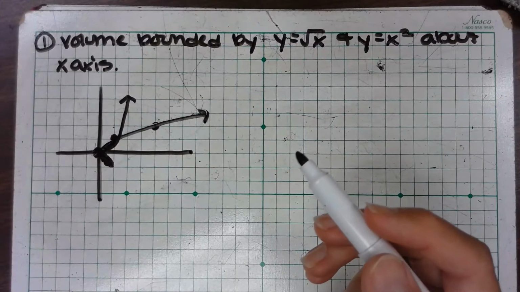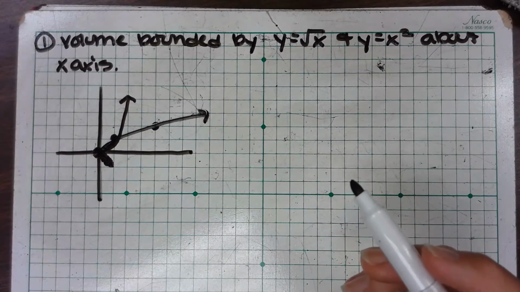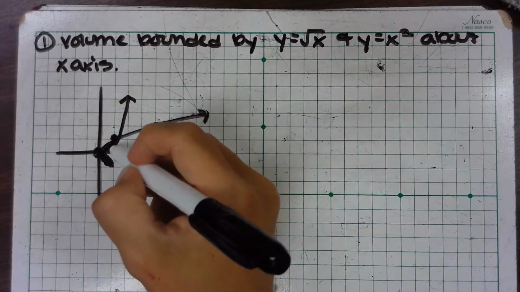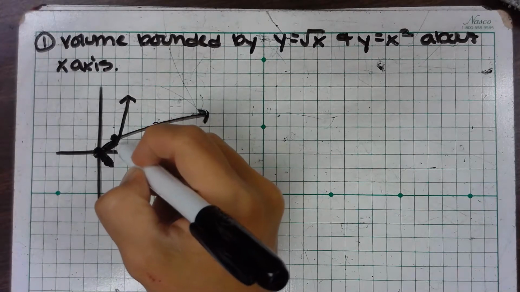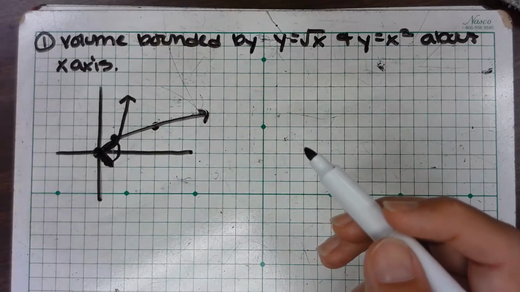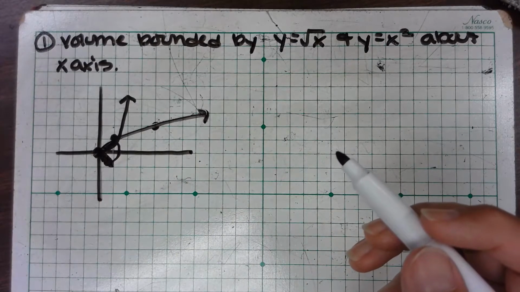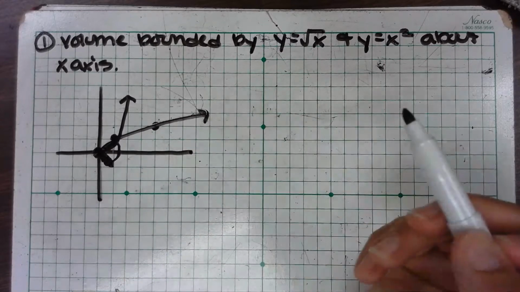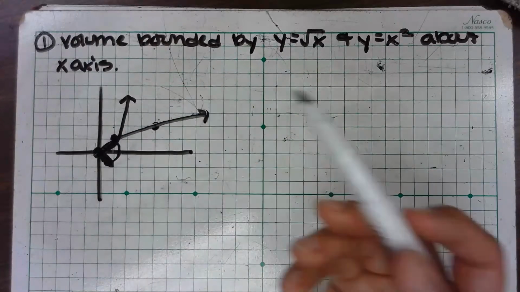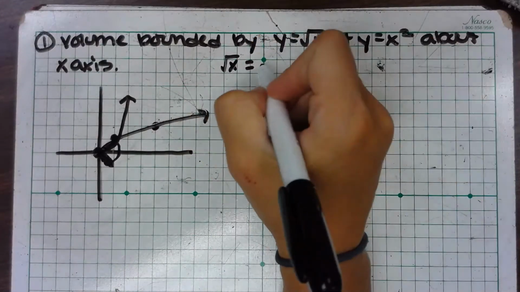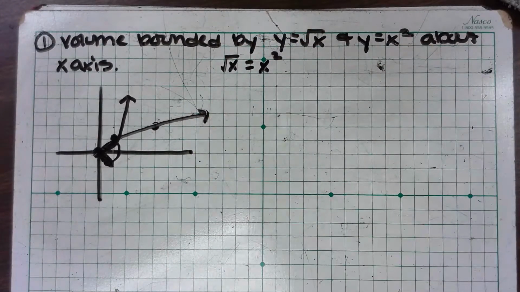All right, so we're rotating it this way, right here. Now we want that volume right there, and we know that this is going to be a washer because there's this hole that's going on right here that we've got to cut out. If you ever want to know where they intersect, this one's not bad to just graph, but you can also set these equal to one another.